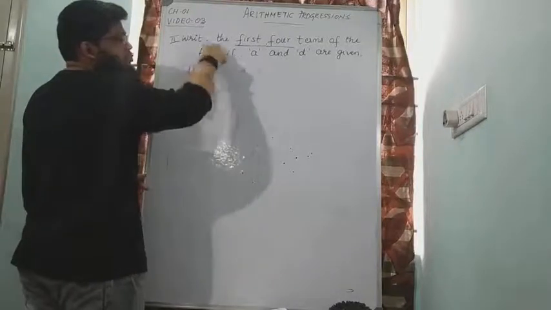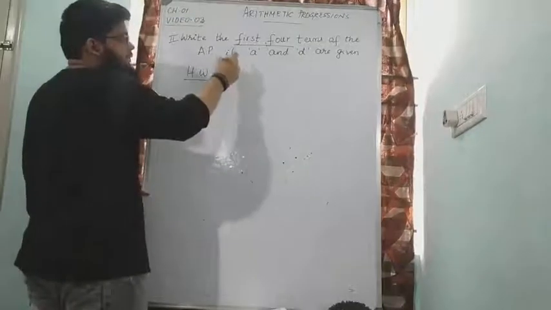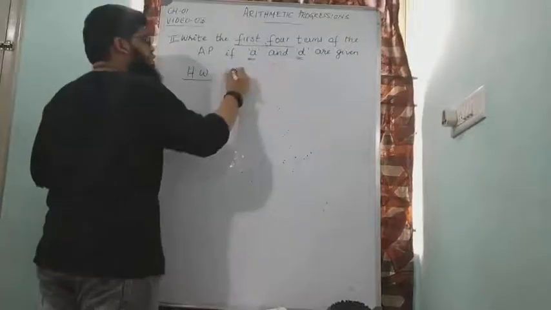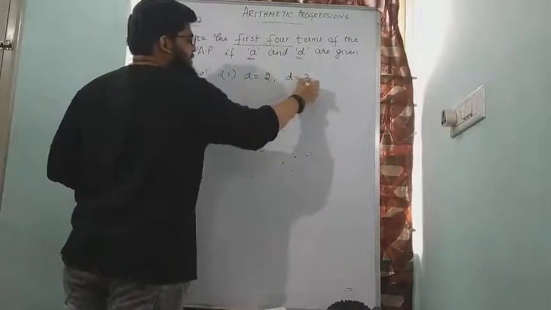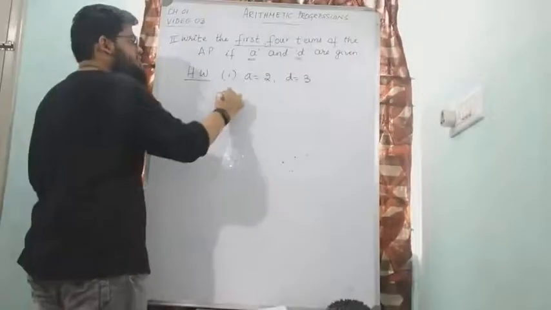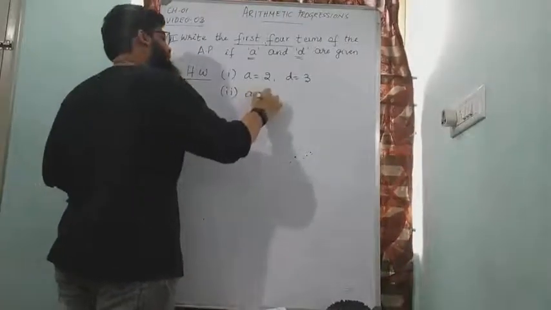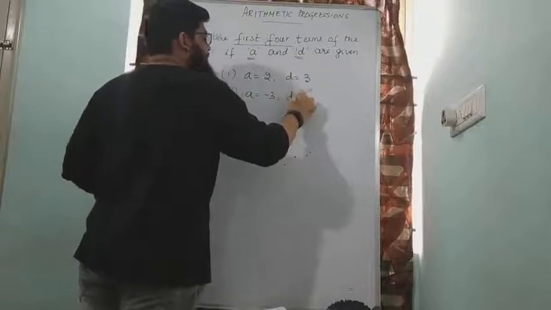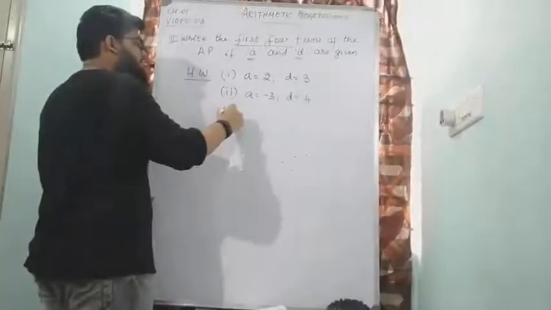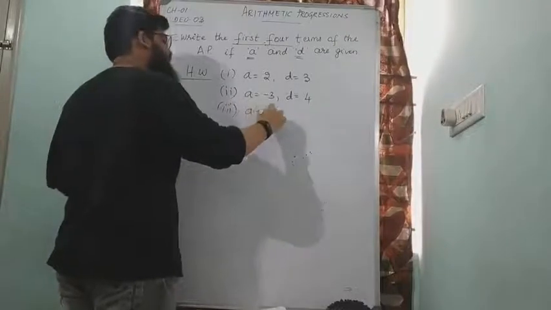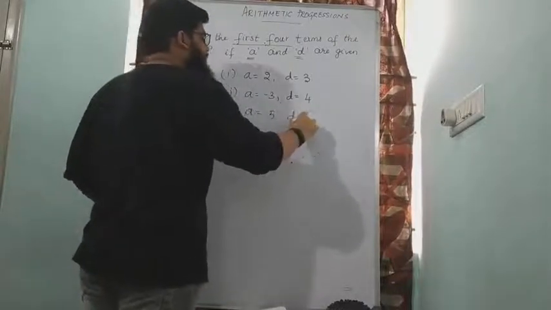Heading will remain same. You should find out the first four terms when the value of A and D are given. I'll tell the value of A is 2 and the value of D is 3. Let me start with a simple question. Then I'll tell the value of A is minus 3 and the value of D is 4. And third one, I'll go with the value of A is 5 and the value of D is 1 by 2.